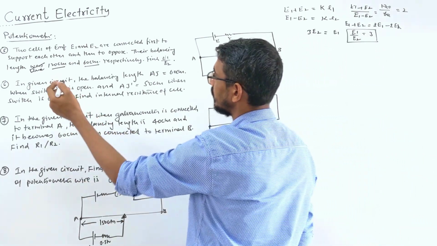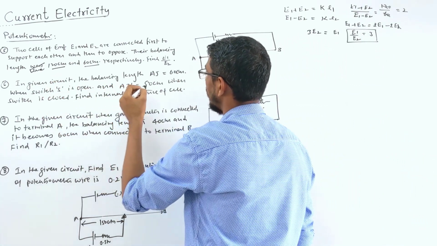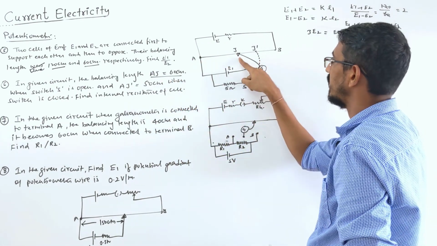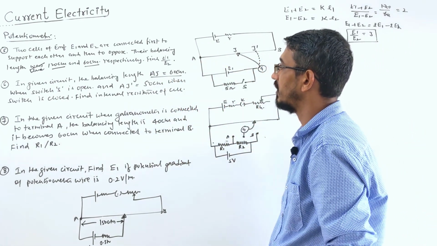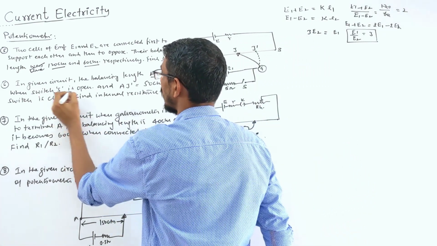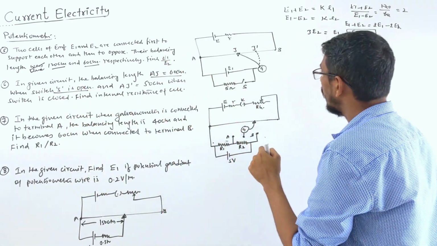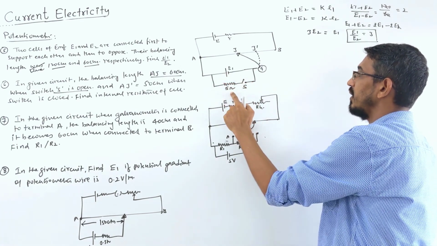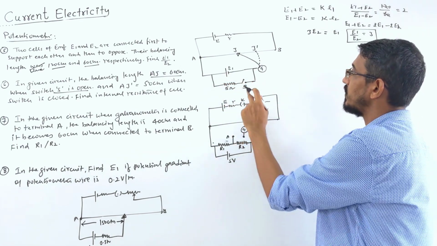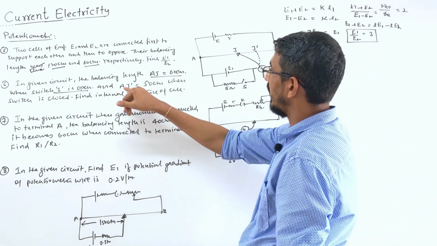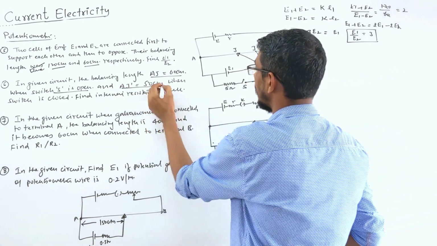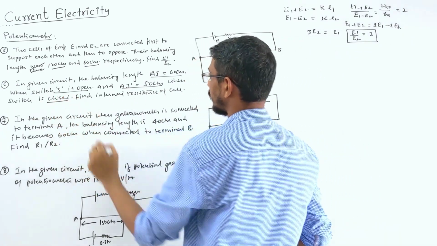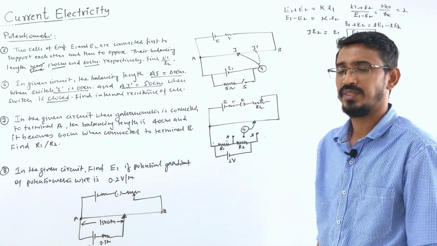Look at 6th question. In the given circuit, the balancing length AJ, some balancing length in this circuit, A to J, that balancing length is given 60 centimeter when switch S is open. Where is the switch given? This is the switch. So you can see battery and resistance are connected in parallel and the switch is open. When AJ is 50 centimeter, new length given, when the switch is closed. Find the internal resistance of the cell.